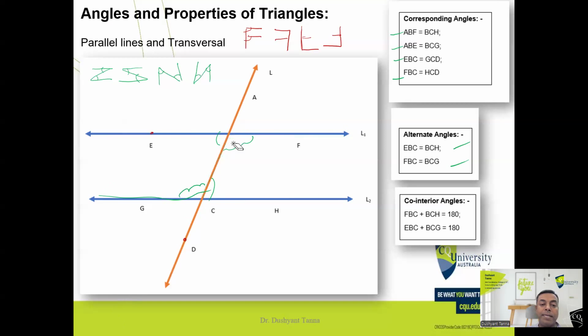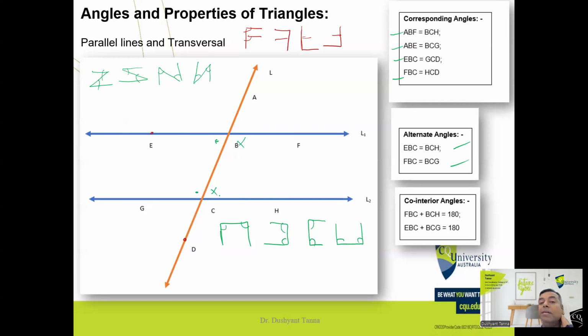Right. And finally, we got co-interior angles. They are C. Again, we will have 4 types of C. C or U, whatever you call it. Upside down, sorry. Right? Here, these 2 add up to 180. And the cross add up to 180 as well.